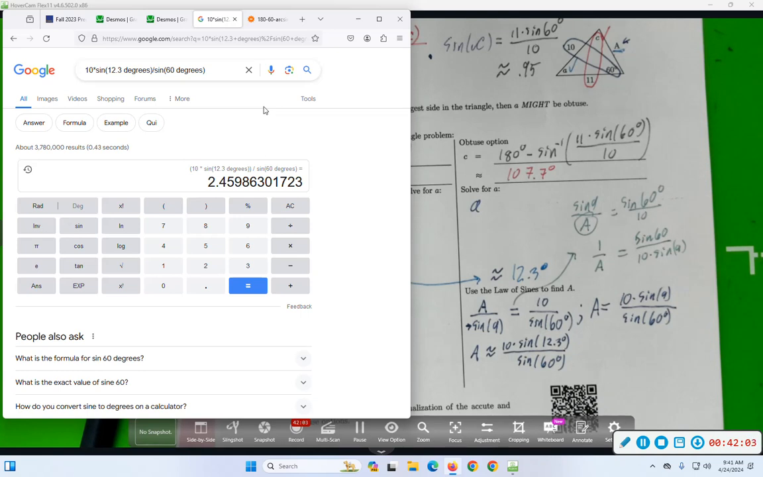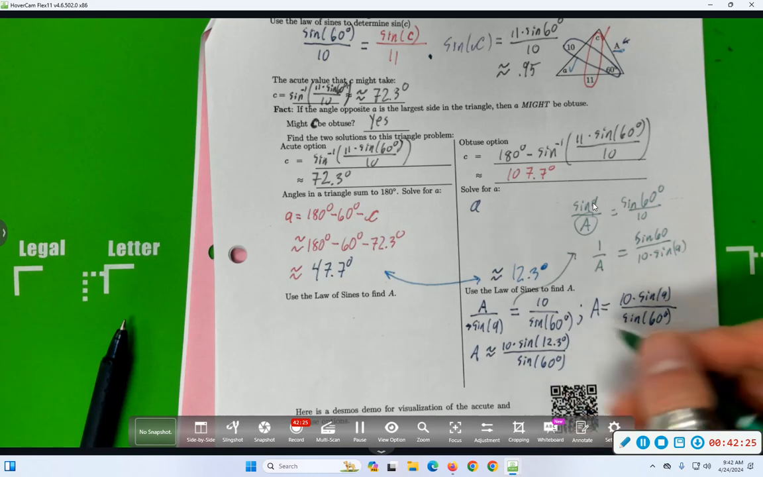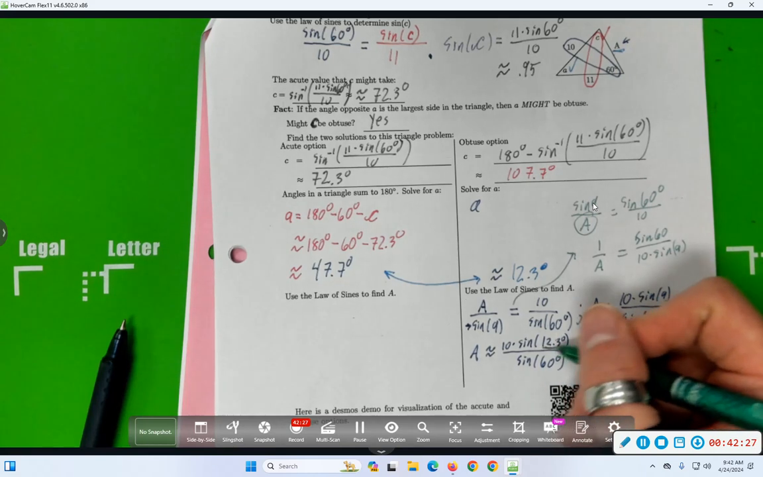Folks feeling good then? I'm going slower than I wanted. I'm almost out of time. So those of you who used the law of sines to find big A in the acute case, what did you get? 8.54. Do I hear a second? Cool. See some heads nodding? It was basically the same walk, right? The only difference is what got plugged in.